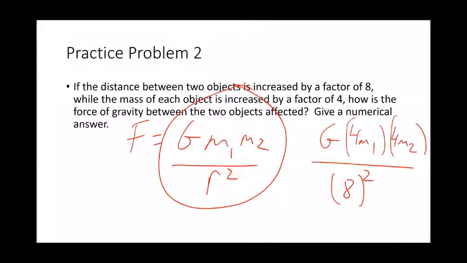So that becomes 64. So you can see that we've got 4 times 4 on top, 16. We've got 64 on the bottom. That reduces down to 1/4. So what that tells me is that the new force, after doing the increases in mass and distance, the new gravitational force is 1/4 of the original force.